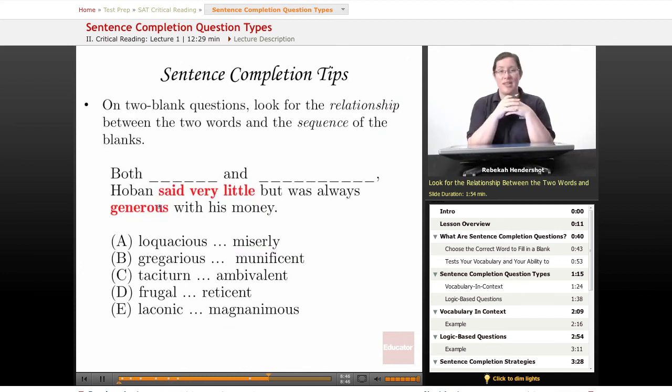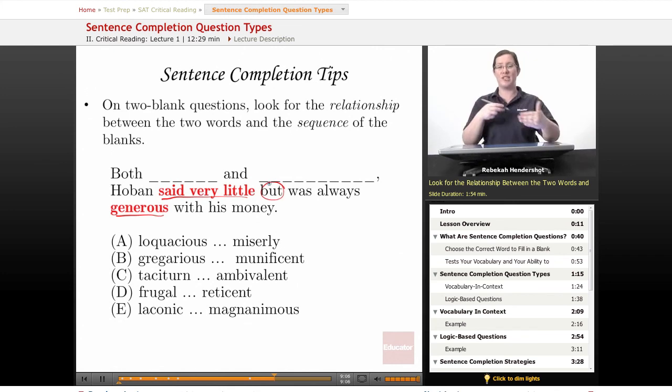All right. Now, on two-blank questions, look for the relationship between the two words and the sequence of the blanks. Now, we got the sequence kind of down with the whole positive-negative thing, but look at the relationship between the words. Hoban said very little, but was always generous with his money. Once again, we have a negative followed by a positive, and that word "but" is important.